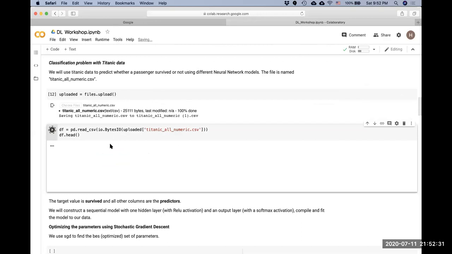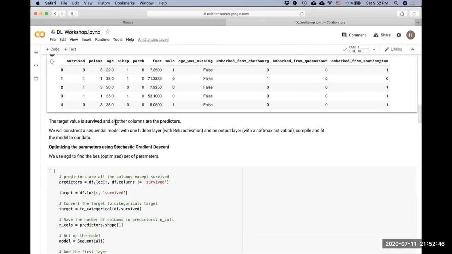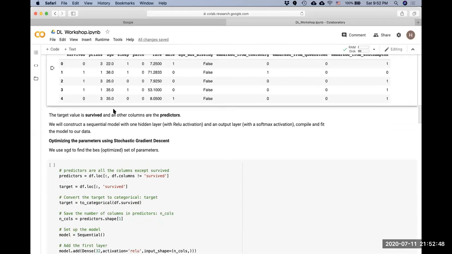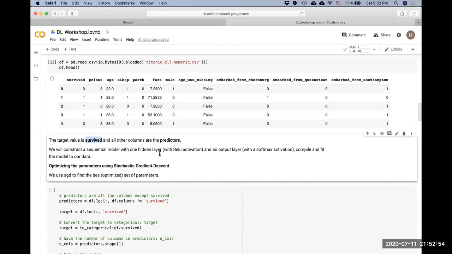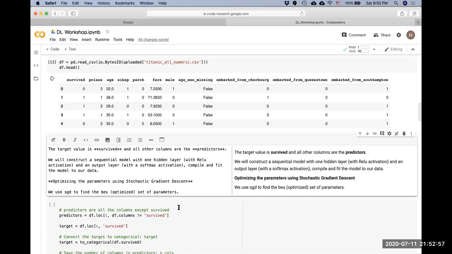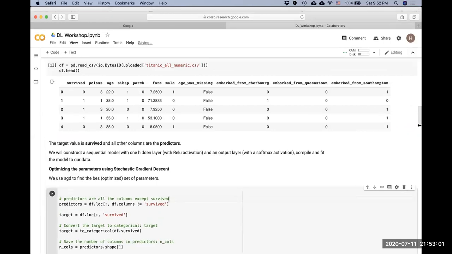Again, I'm going to read it in a pandas data frame. And I'm just printing the first few observations of this data, okay? In this case, the target is the column survived, and the other columns are the predictors. So survived is my Y, and the other columns are my X.